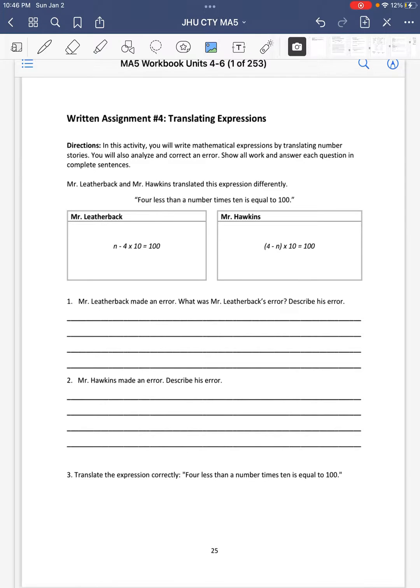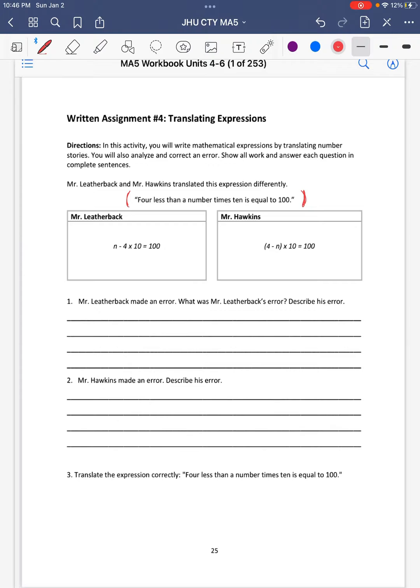So the expression, in case you didn't see it, I kind of glossed over it, is right here. This is the expression they were working with. 4 less than a number times 10 is equal to 100.